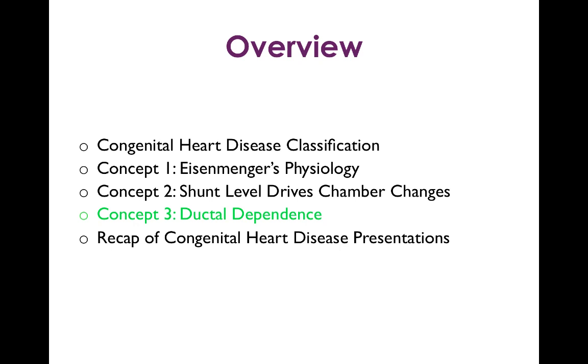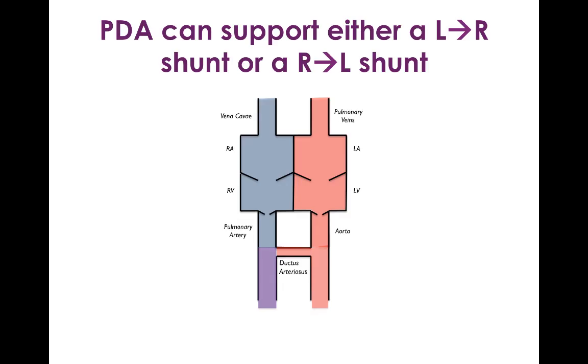So the third concept I want to discuss is ductal dependence. And ductal dependence is important because we have drugs, prostaglandins, in order to maintain the duct open if someone has a ductal dependent lesion. And Dr. DeFreitas made the point that a patent ductus arteriosus can support either a left to right shunt or a right to left shunt. And I thought we would just walk through that a little bit.